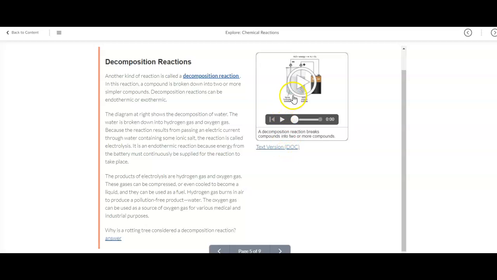So you can watch the video here, just the simulation. It's very, very short. It's showing the formation of hydrogen bubbles and oxygen bubbles.